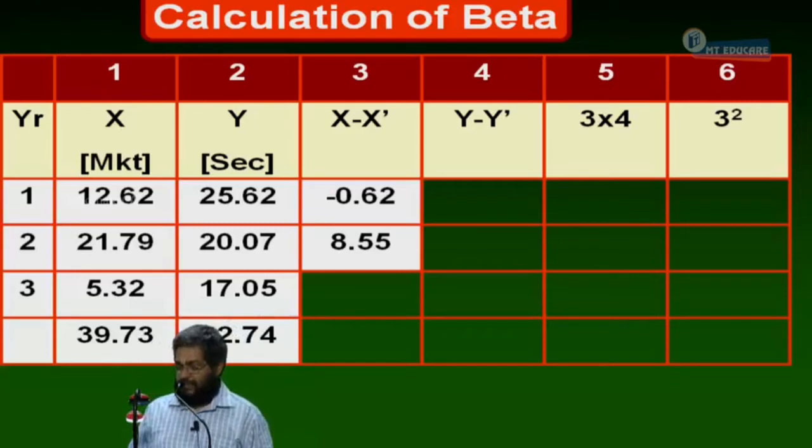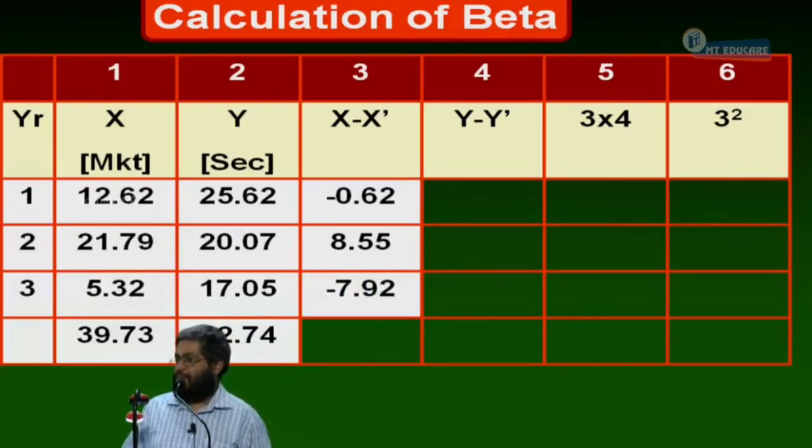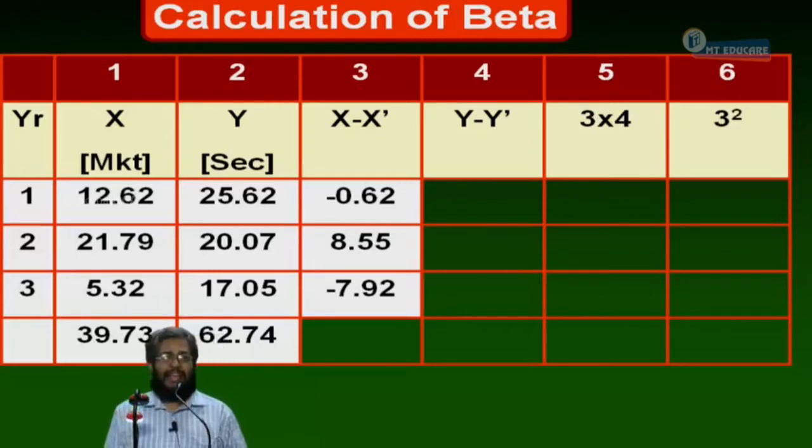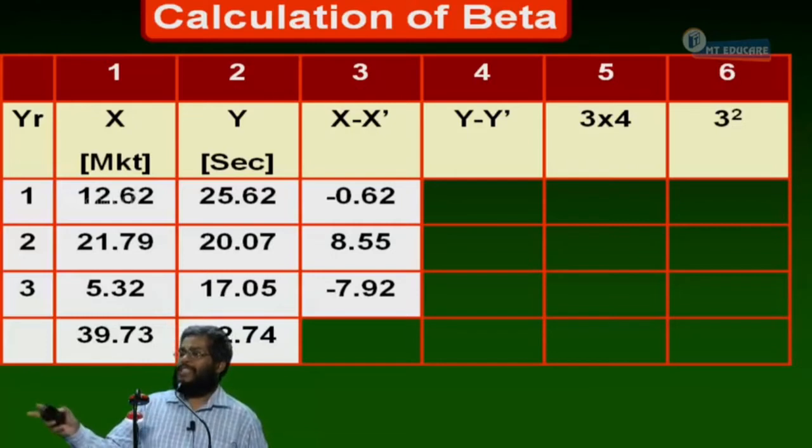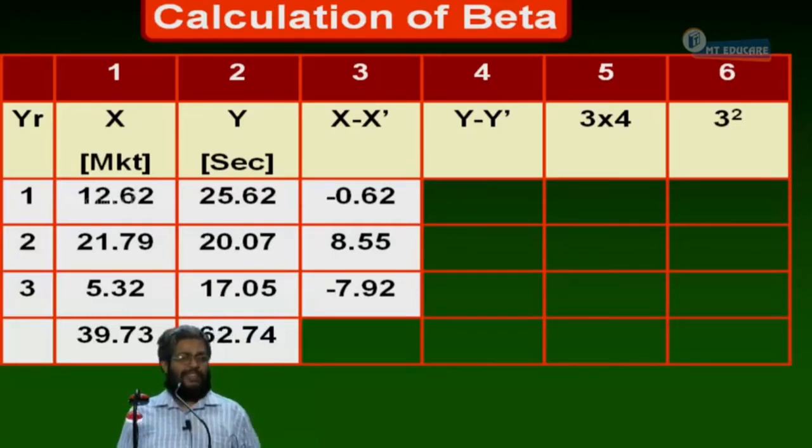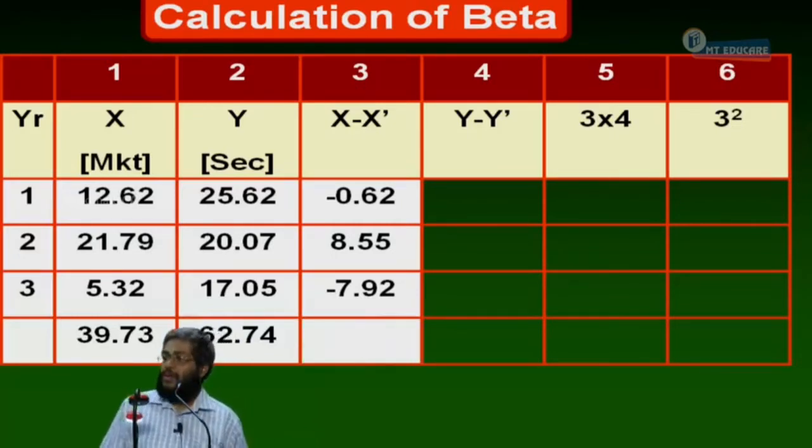5.32 minus 13.24 is minus 7.92. If we add x minus x bar, the total should be 0, but there may be 1 or 2 decimal changes that you ignore. It should obviously be 0. Next, y minus y bar.